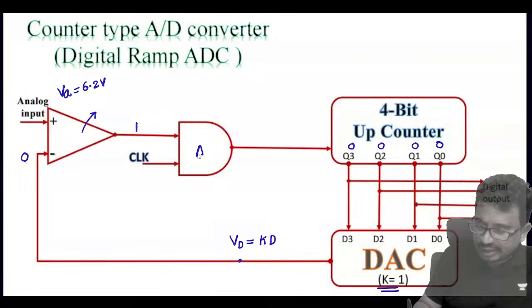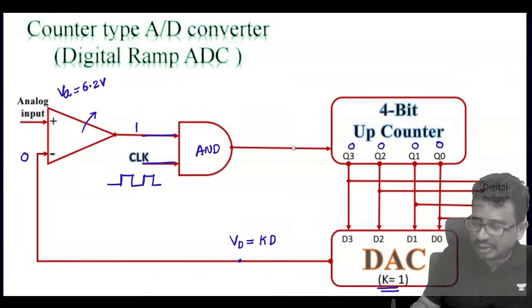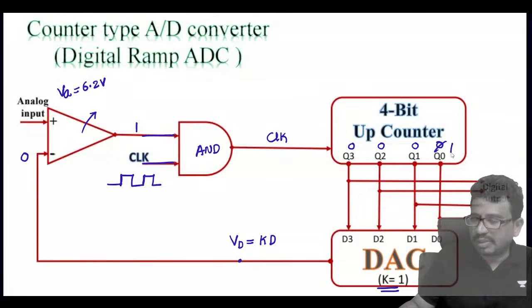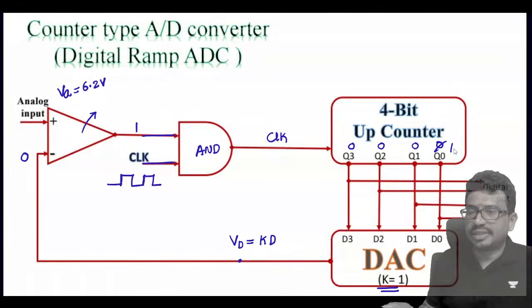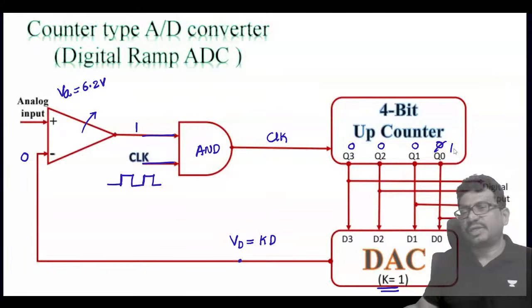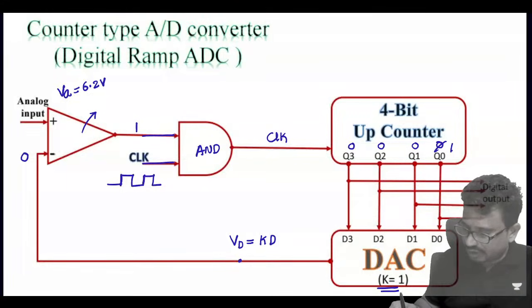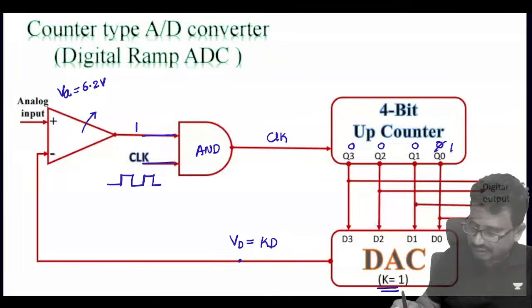This is an AND gate. Here this input is 1 and this is the clock. So tell me, what output will come? Only the clock will go. The output clock will go, so the counter will get incremented to 1. Like this the process will continue. When you have given this as 1, with k times d, we get this value as 1.